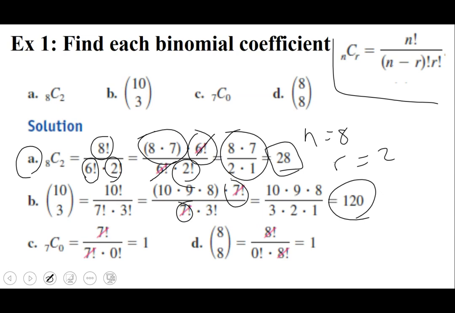So again, if you're thinking of the n as being the exponent and you're thinking about the r as being the term number, we're going to be able to use those to find values if we know all of them.